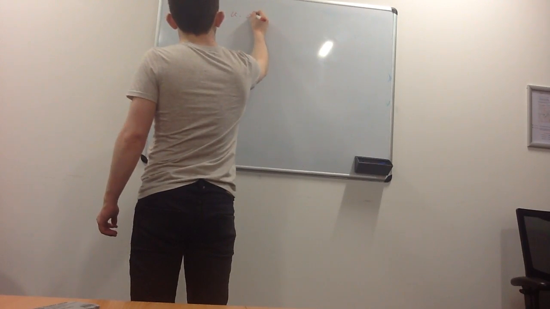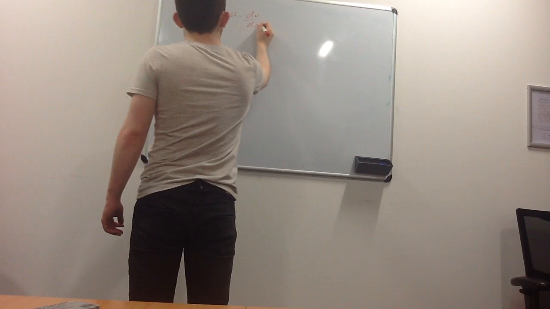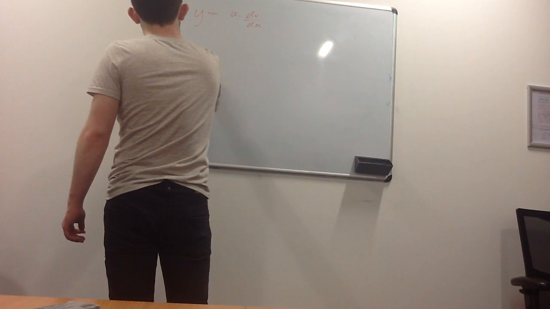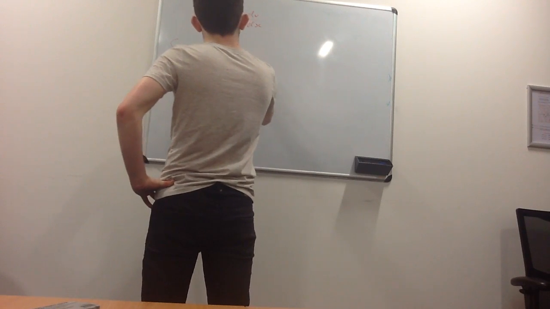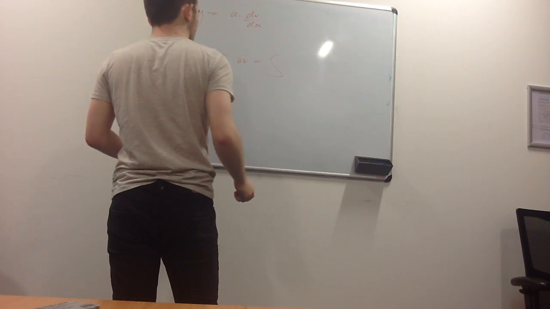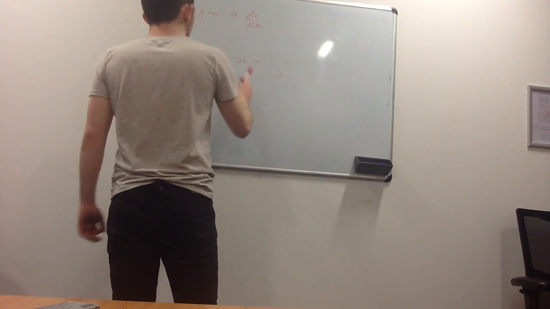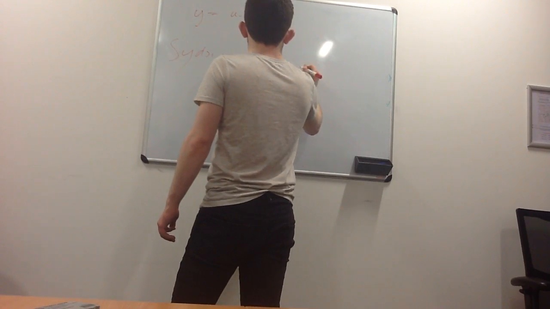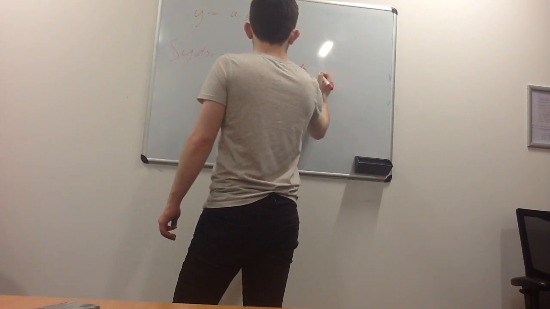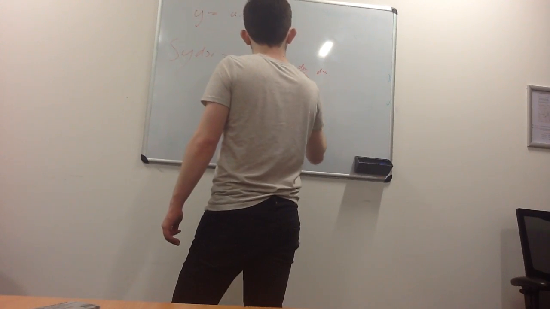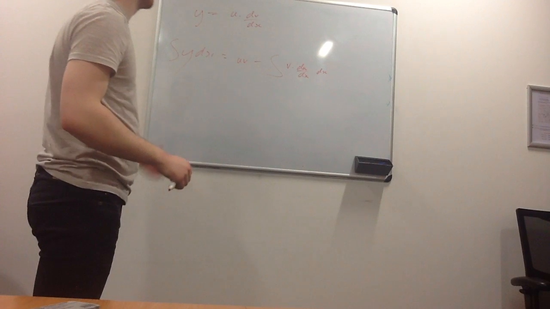You'll get u times dv dx, and then they'll put in the integral, and they'll say that will be uv minus the integration of v times du dx. And that's it.